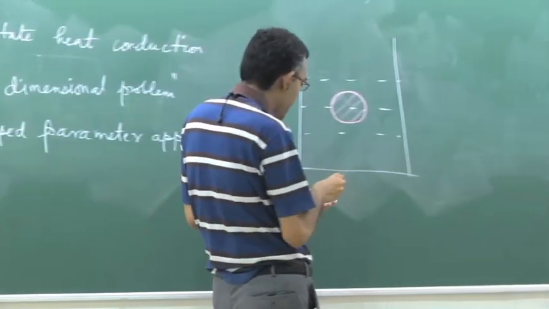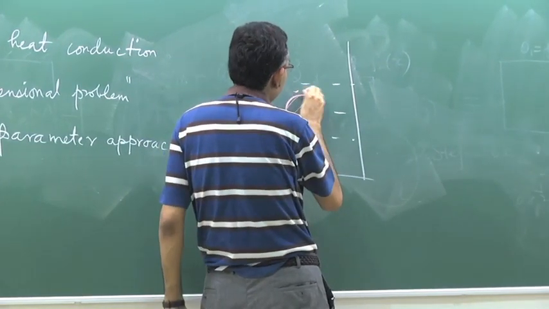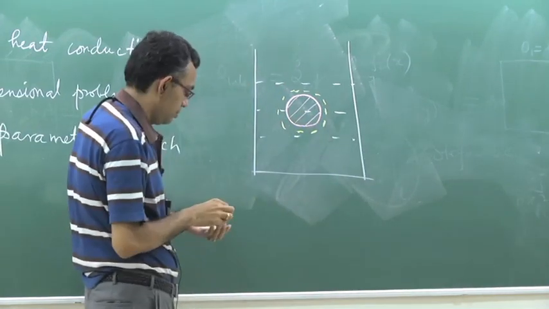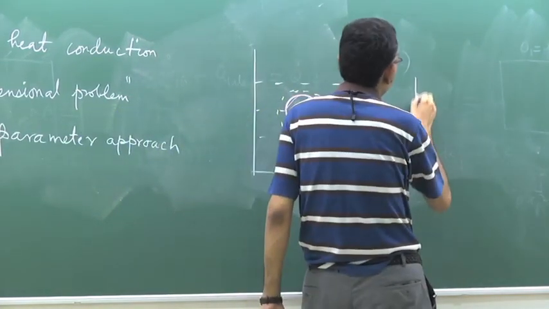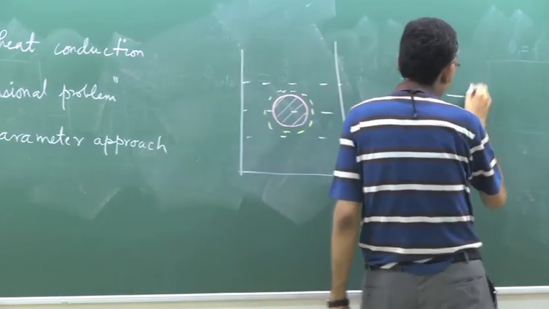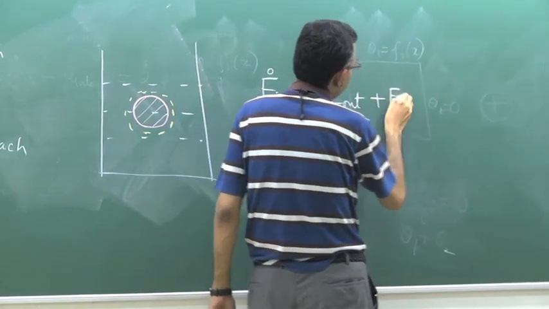So if that is valid, then let us say that you have a system which is the block. So we can write an energy balance: energy in minus energy out plus energy generated.